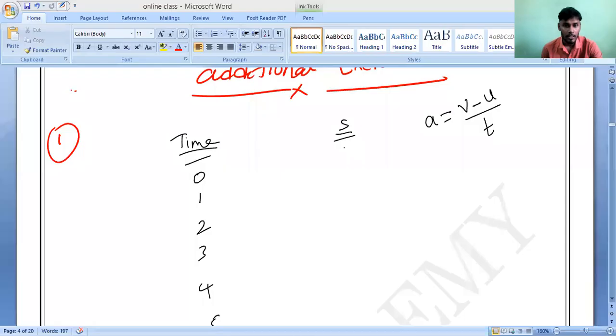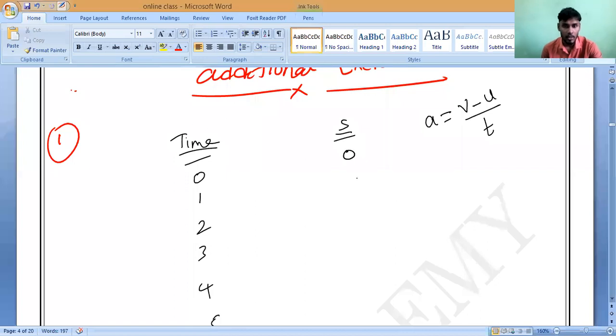Now observe carefully. Here they have given time and distance, yes or no? They are giving time and distance. Tell me, what is the time? Time will start from 0, 1, 2, 3, 4, 5, 6, 7. Is 8 there? Till 7 only. What are the values? Time and distance, how much?